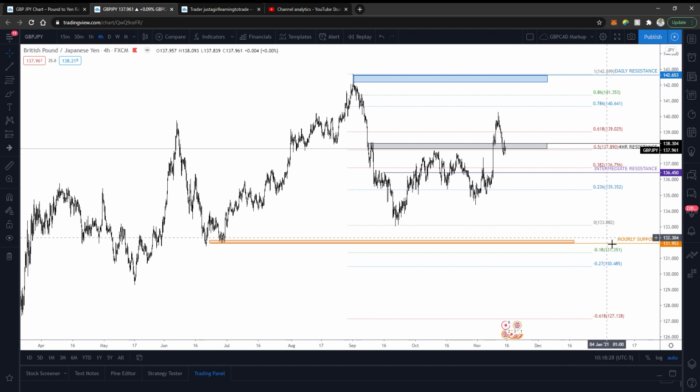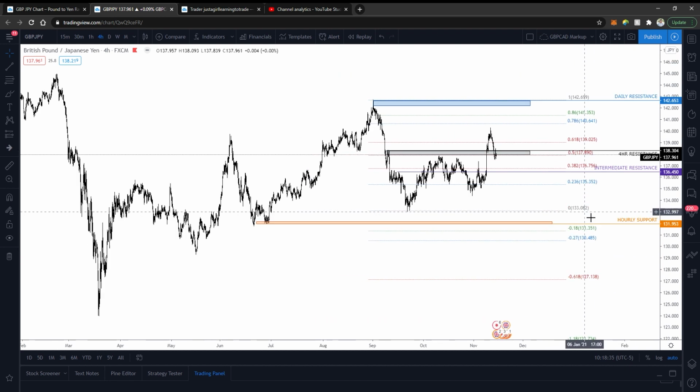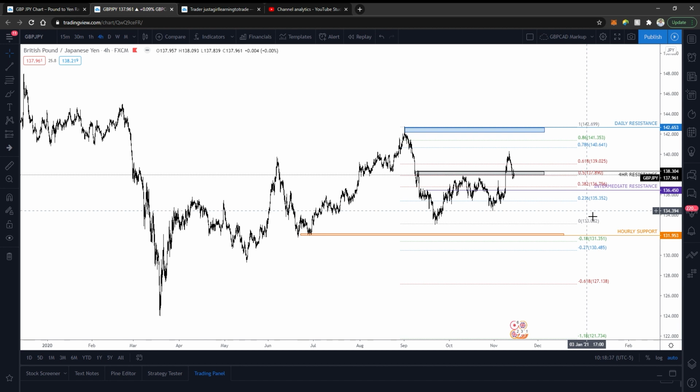So theoretically, based on what we've learned, since price pulled back to the 786 area, it has the potential to travel to the 134.85 because this is the matching extension. So the pullback, the retracement level is the entry, and the extension is the take profit.